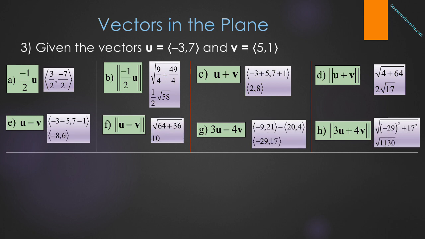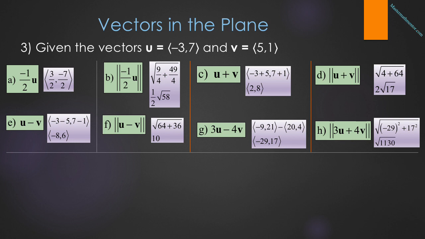E asks for u minus v, so we subtract the components. Negative 3 minus 5, 7 minus 1, or negative 8, 6. F asks for the magnitude of that vector, which is the square root of 64 plus 36, or 10.